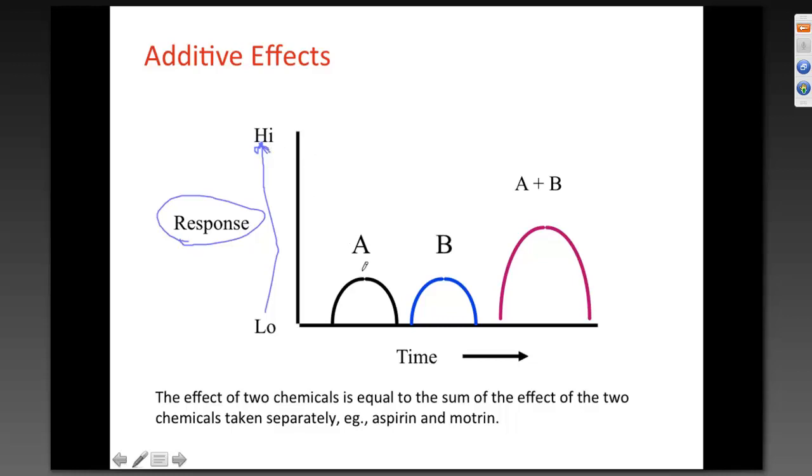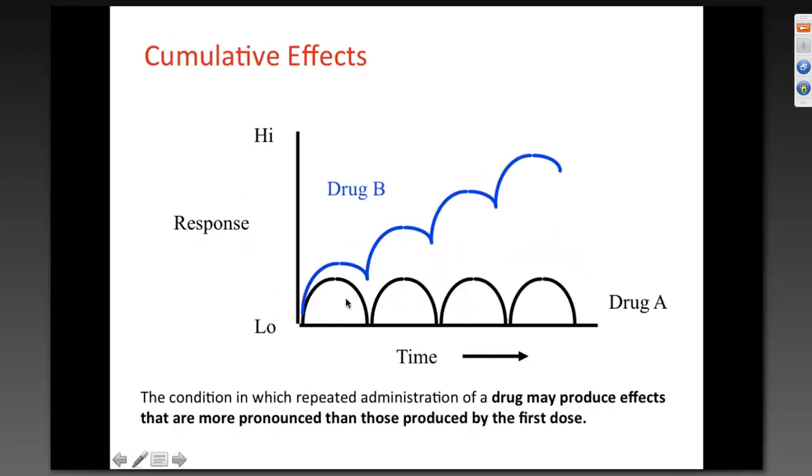But when I take this drug, A, it goes down by 3 points. Or there's another drug, it's just as good, doc. When I take it, it goes down by 4 points. But when I take both of those drugs together, it goes down by 7 points. Okay, that's additive. That is not the same as cumulative.